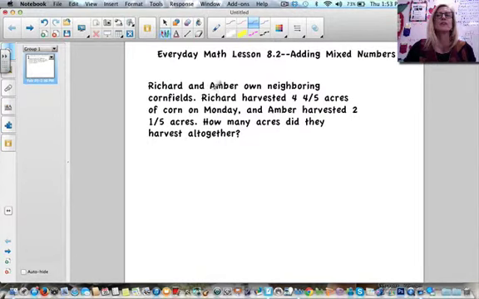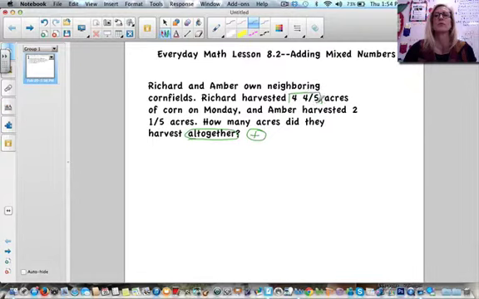It says Richard and Amber own neighboring cornfields. Richard harvested 4 4/5 acres of corn on Monday, and Amber harvested 2 1/5 acres. How many acres did they harvest all together? So the key word right here is all together. When we see that, we know we're going to need to add these fractions together, or mixed numbers, I should say.